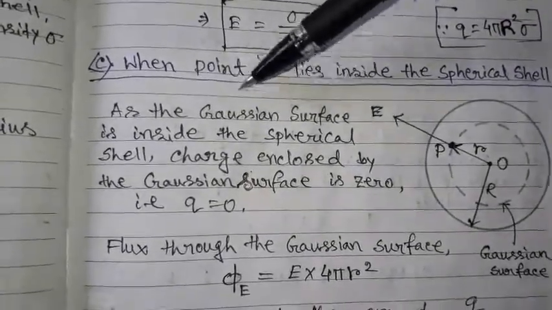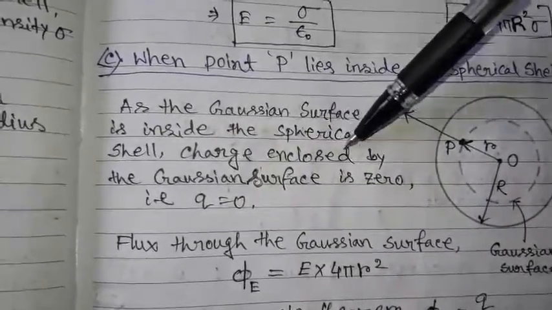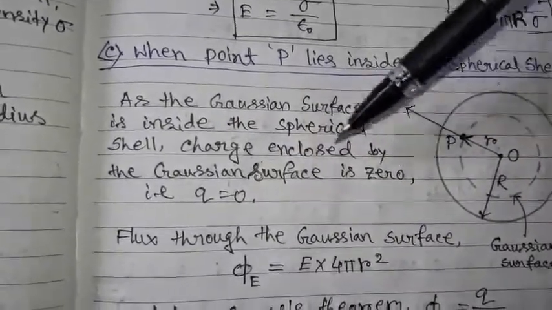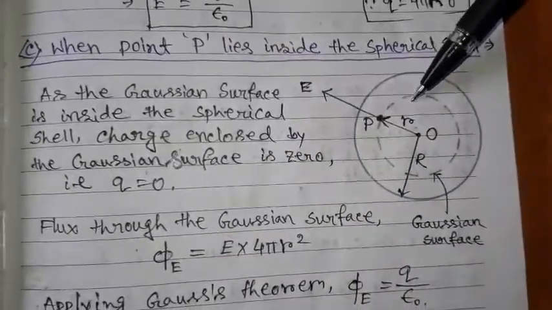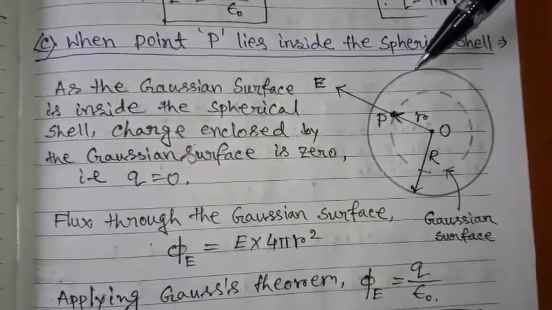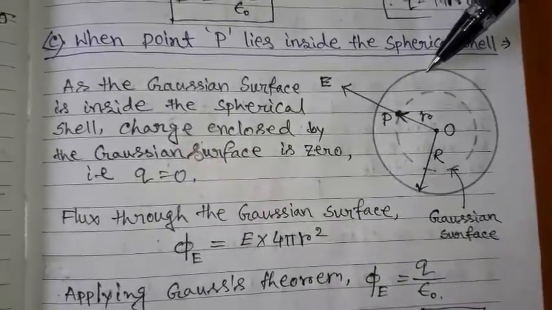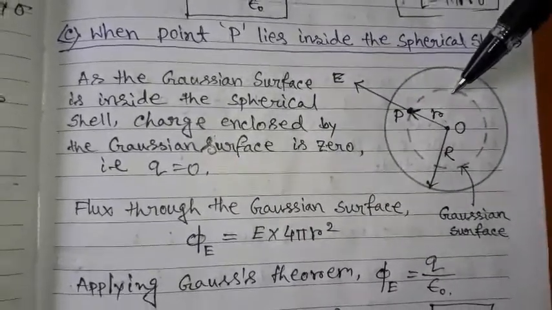As the Gaussian surface is inside the spherical shell, the charge enclosed by the Gaussian surface is 0, that is Q equal to 0. In the diagram we also see this Gaussian surface is inside the spherical shell. We know the total charge of a spherical shell lies on the surface here. So inside this Gaussian surface the total charge is 0.